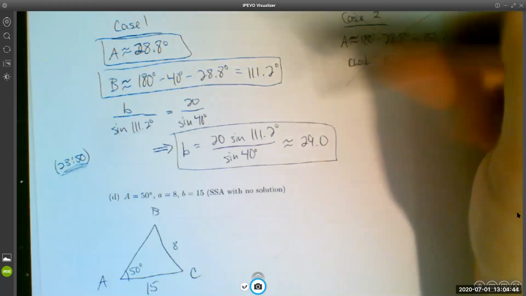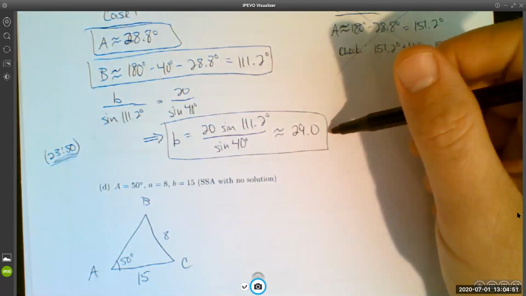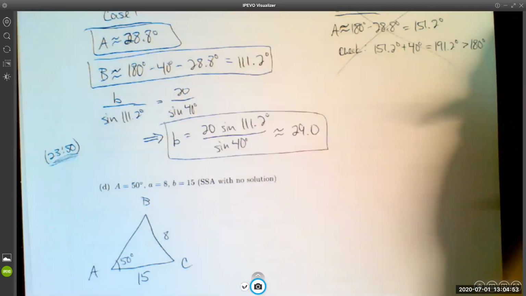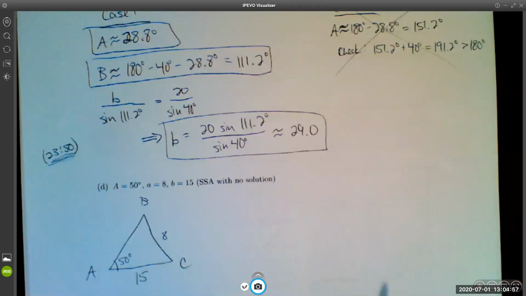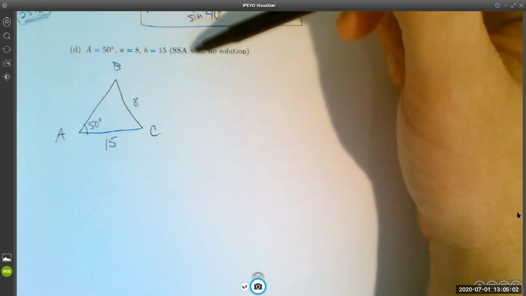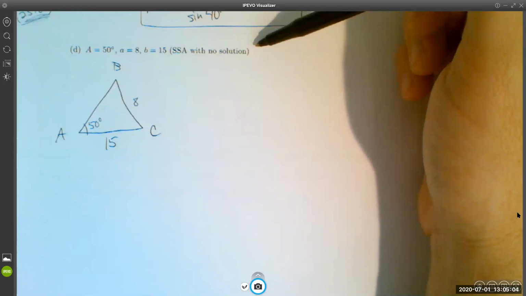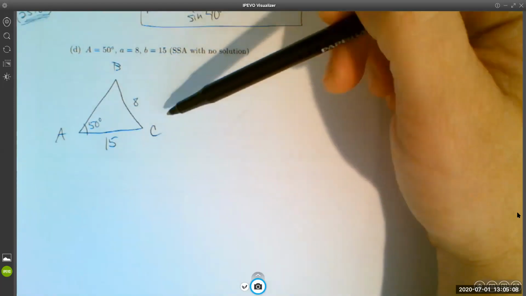We were pretty much done with this problem, but you should get about 29 for side B. So moving on to part D now. We've seen an ambiguous case where we had two solutions, where we had one solution, and I just want to show you one where we have no solution, okay? So if you draw out this scenario, you end up with a triangle that looks something like this.